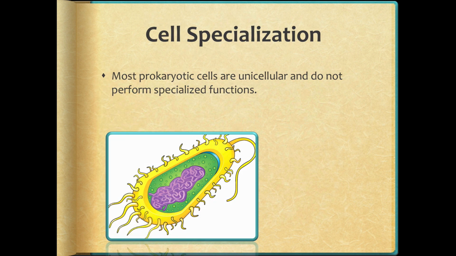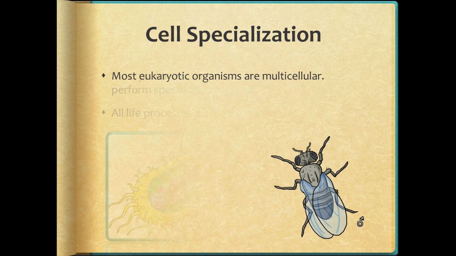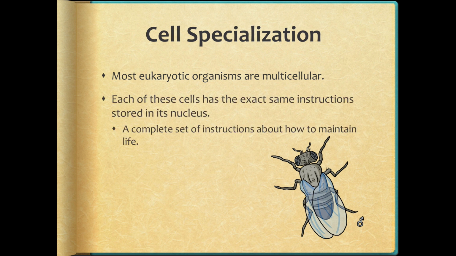Most prokaryote cells are unicellular and do not perform specialized functions. But remember, all life processes must still be able to be performed in that one cell. Most eukaryotic organisms are multicellular. Each of these cells in a eukaryote organism has the exact same instructions stored in its nucleus, which is a set of instructions about how to maintain life.